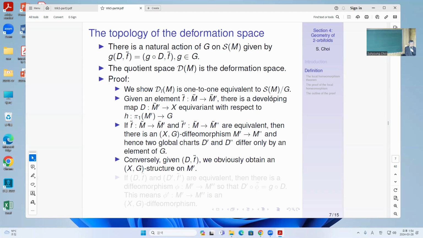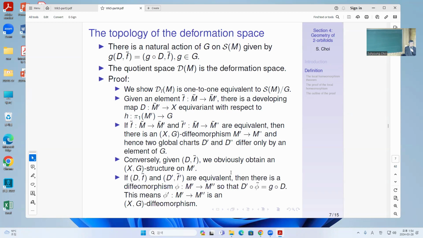Conversely, if I have an element here, then you obviously obtain an XG structure, right? Because you can pull back using the developing map. And if they are equivalent, then there's a diffeomorphism, so that this is going to be D prime equals G circle D, and this means that this is an XG diffeomorphism. So if they are equivalent up to this action of G, then there has to be this G. So this means this is an XG diffeomorphism. Therefore I showed that this is one-to-one equivalent to this.